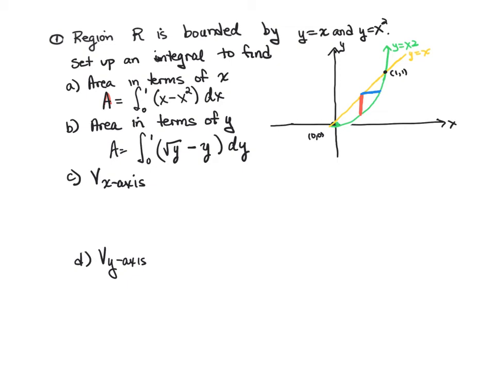But when we revolve this region about the x-axis, in order to get a washer, we must use the vertical rectangle. So when we revolve this around the x-axis, this vertical rectangle would become a washer.